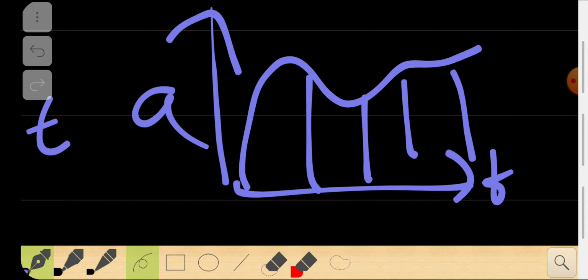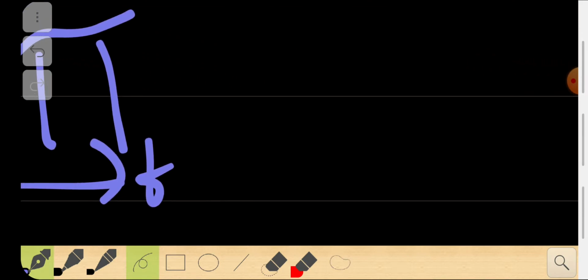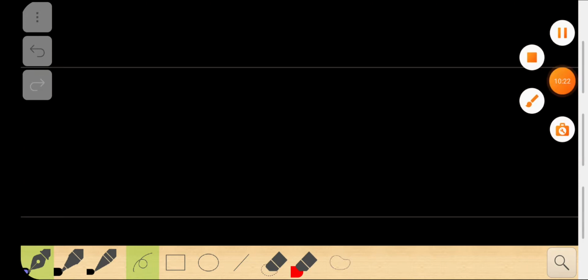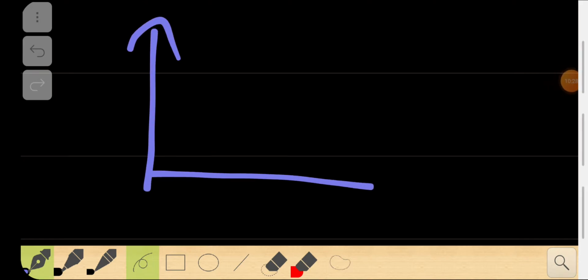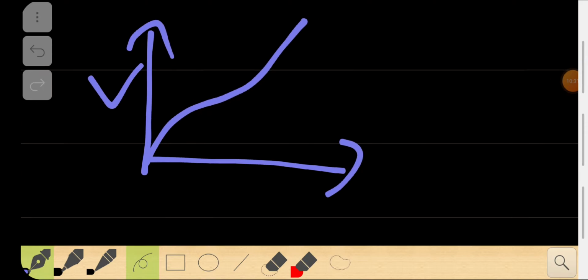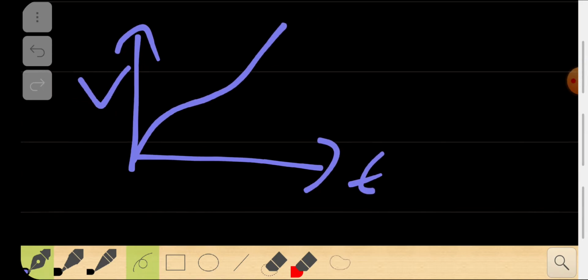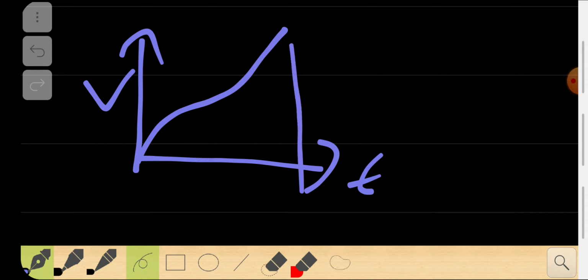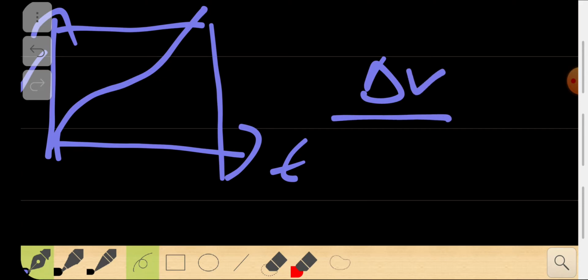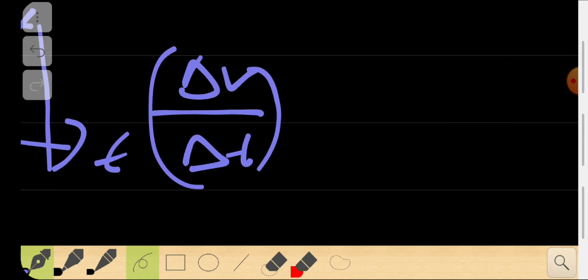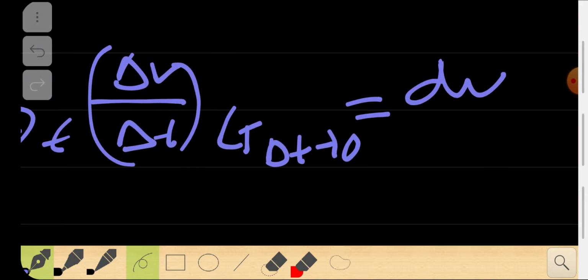Now what I'm going to do is look at this from a different perspective. So if you take a velocity versus time graph like that, what you can initially see is the change in v, which you can call delta v, with the change in t, which you can call delta t. When delta t tends to 0, it can be called dv by dt. We did that earlier.